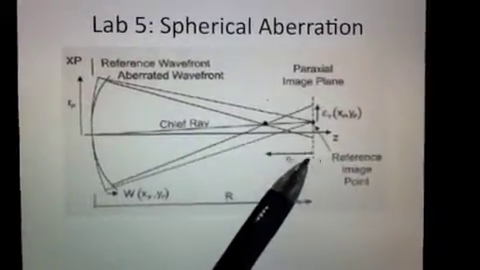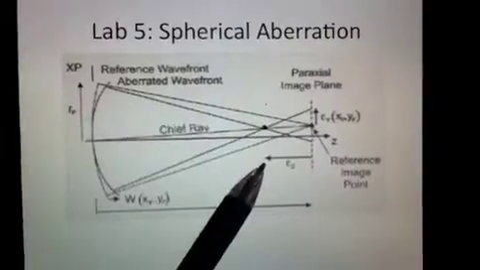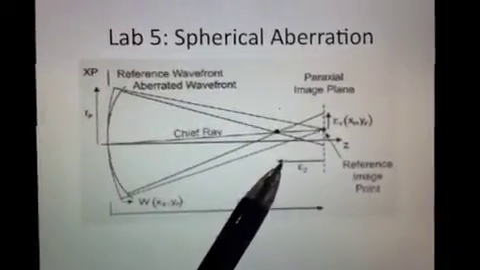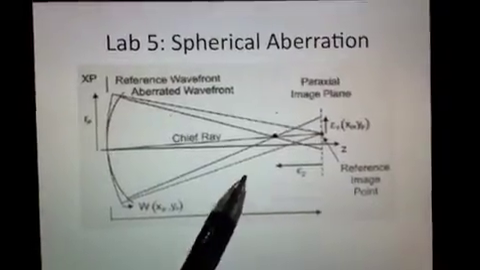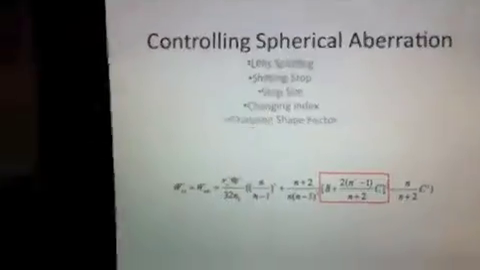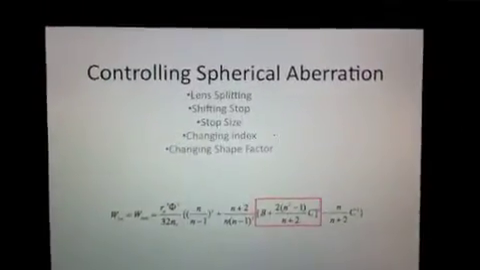And this distance right here is known as our longitudinal aberration, and we can actually measure it just as we will be doing in this lab. We have various ways of controlling spherical aberration. We can split the lens, we can shift.